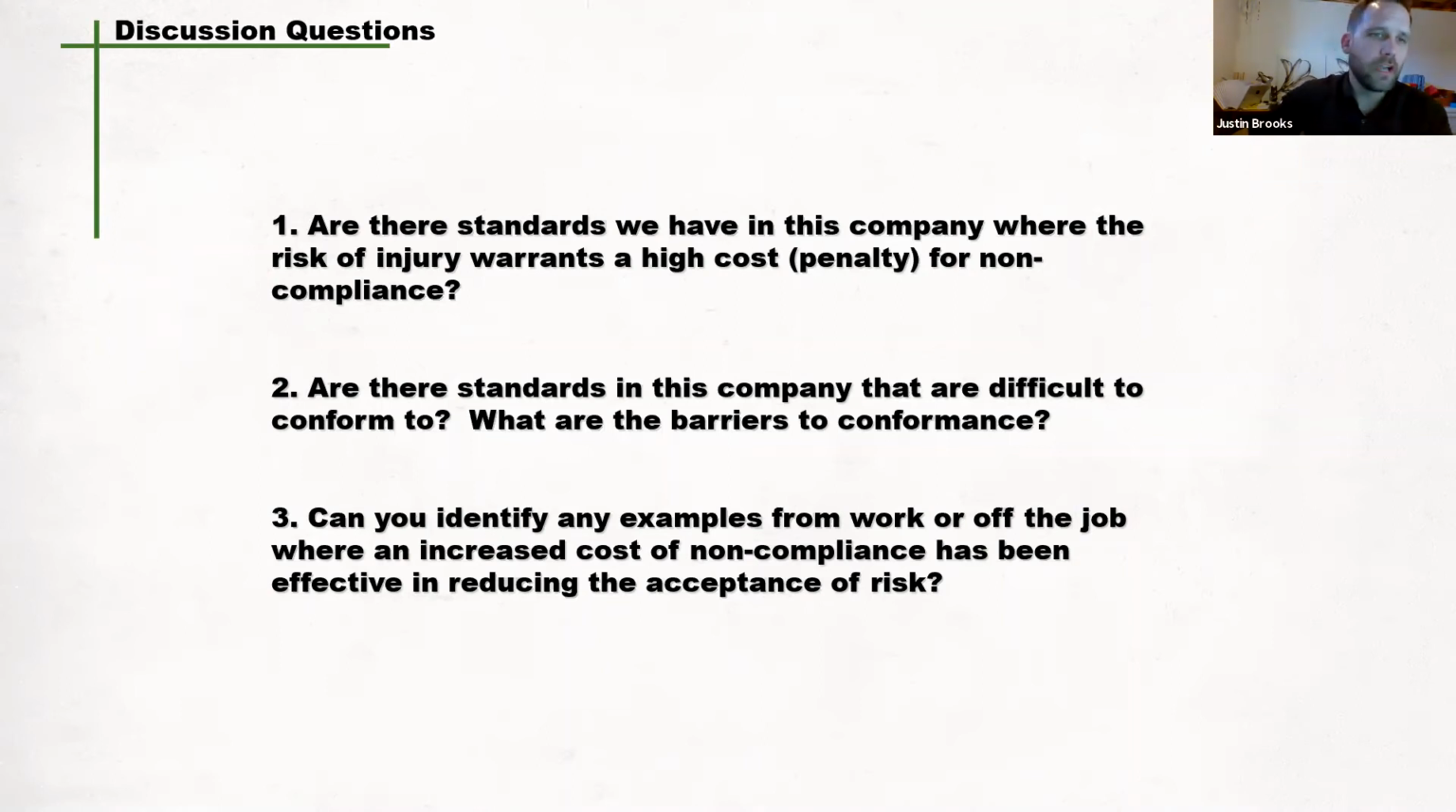So, discussion questions. Are there standards we have in this company where the risk of injury warrants a high cost penalty for non-compliance? Are there standards in this company that are difficult to conform to? What are the barriers to conformance? And can you identify any examples from work or off the job where an increased cost of non-compliance has been effective in reducing the acceptance of risk?